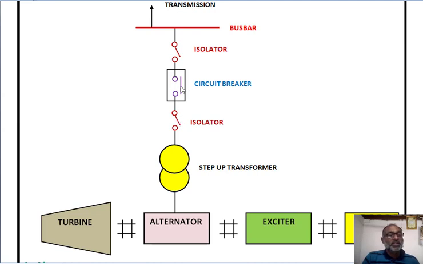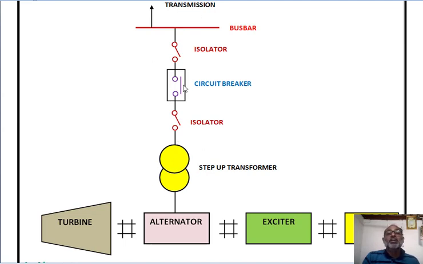Now third, the circuit breaker. The transformer is connected with the transmission line with the help of the circuit breaker. This circuit breaker connects the transformer and transmission line in healthy condition. But when a fault occurs, this transformer is isolated from this transmission line.